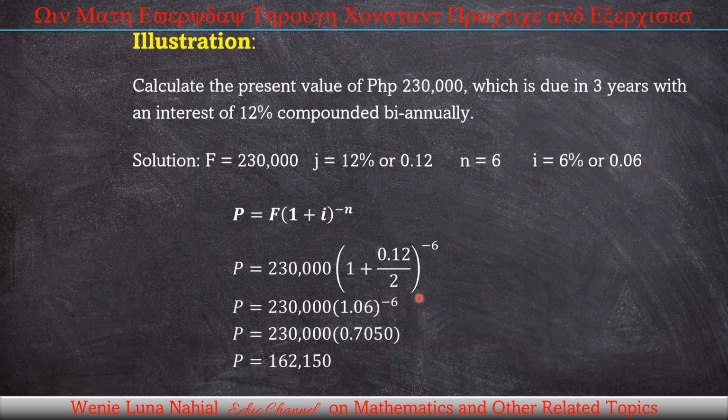Now, you simply use a calculator. You press the number 1.06, then the function x raised to y or y raised to x in your scientific calculator. Then press that function, then negative 6, this will give you 0.7050. Then multiply that one by 230,000, you will get 162,150. So this is the present value of a maturity value of 230,000 with an interest of 12% compounded semi-annually in 3 years' time.